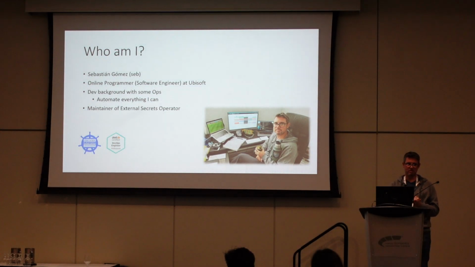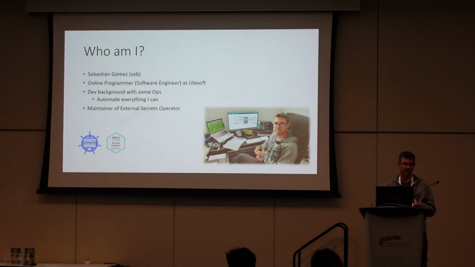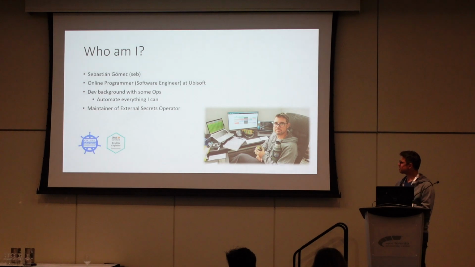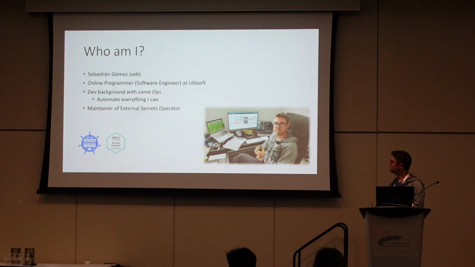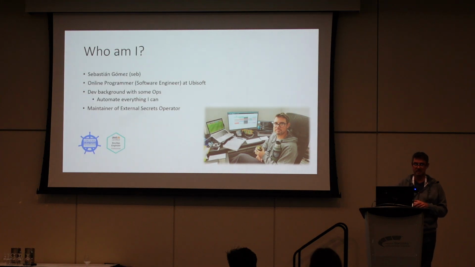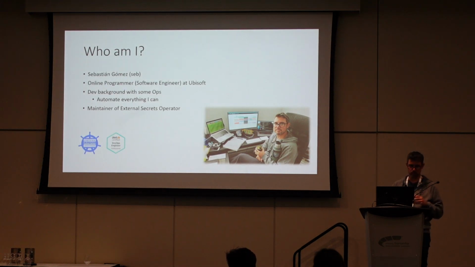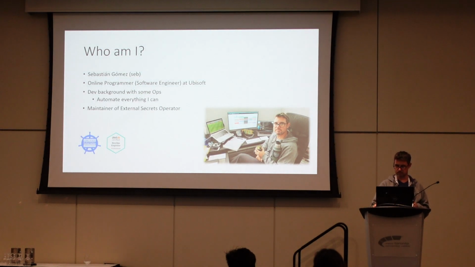So my name is Sebastián Gómez. I go by Seb. I work at Ubisoft. I have a developer background with some ops. I have fun trying to automate everything that I can. But I'm here as a maintainer. This project that I'm going to show you is called External Secrets Operator, and there's 5 maintainers. Yeah, we're 5, so we need help. I'm gonna get to that at the end. And yeah, that's me working through the World Cup last summer.